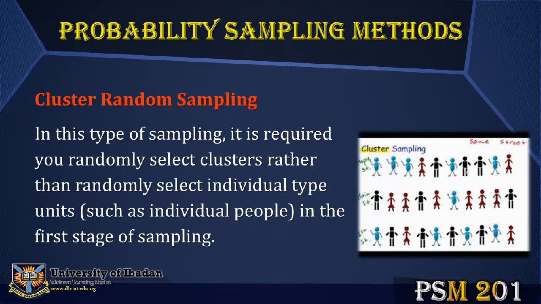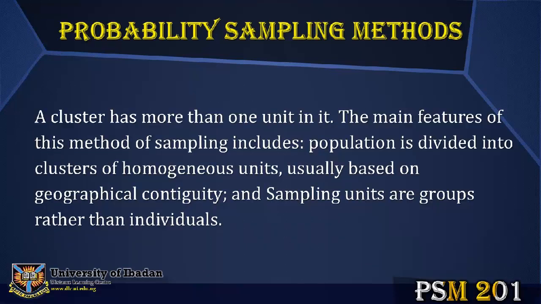Cluster random sampling. In this type of sampling, it is required that you randomly select clusters rather than randomly select individual type units, such as individual people, in the first stage of sampling. A cluster has more than one unit in it. The main features of this method of sampling include: population is divided into clusters of homogeneous units, usually based on geographical contiguity, and sampling units are grouped rather than individuals.